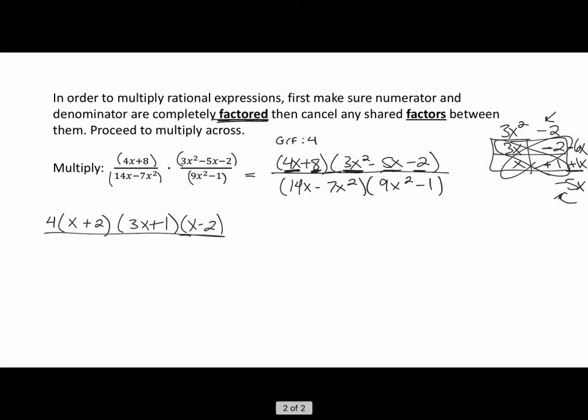Whew. Let's look at the denominator then. So, these are in the wrong order. What if I change the order? Negative 7x squared plus 14x. Okay. So then I'm going to need a common factor here of negative 7x. So let's factor that out. Divide from those terms. So the first term will be positive x. Second term, that's going to be minus 2.